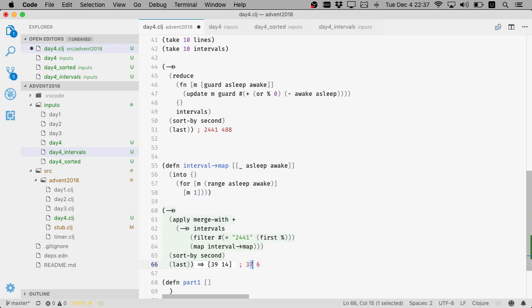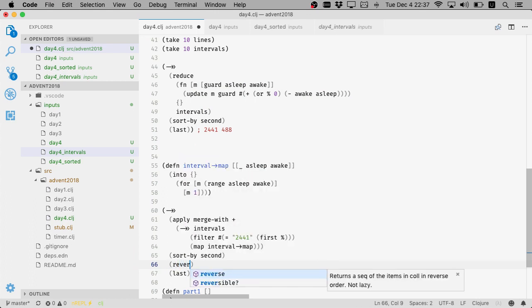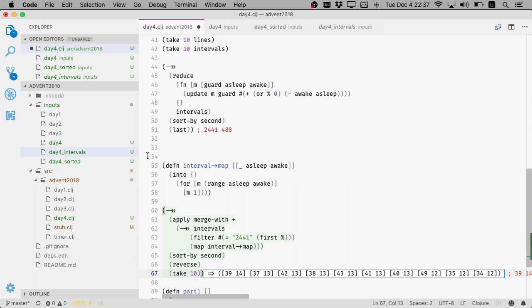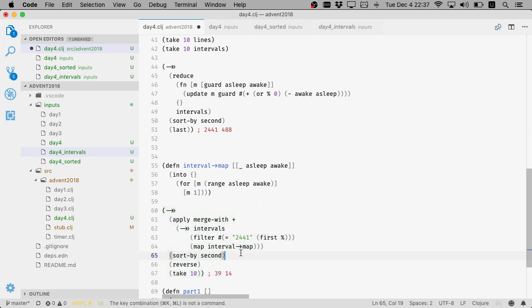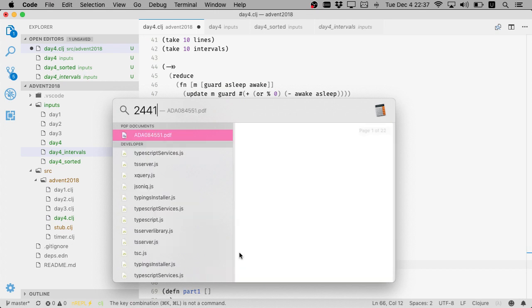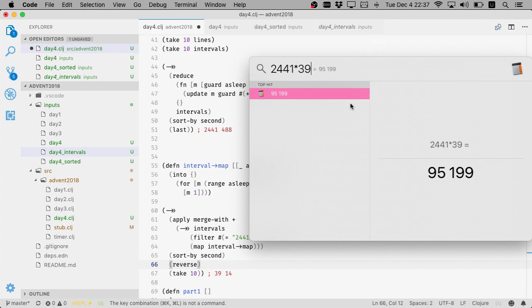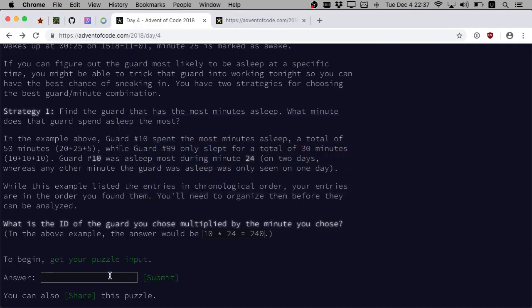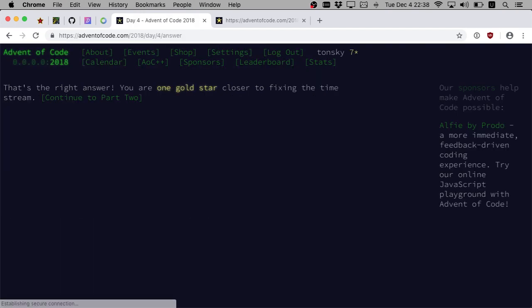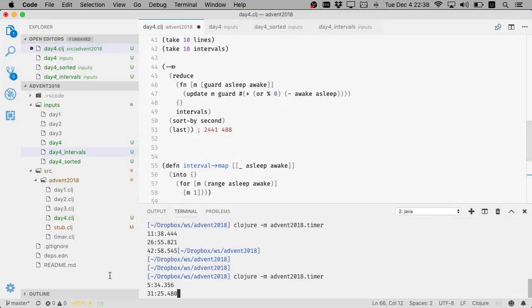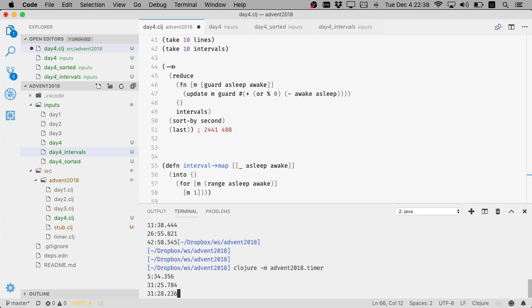So 39, 14, right? Let me just, yeah, so basically the minute 39, he was asleep 14 times, the rest, so there is 1 minute. And this is good because this matches the conditions. So 441 multiply by 39. 95, 199, 95. Yes, this is the right answer. Okay, so it took me 30 minutes to figure out.